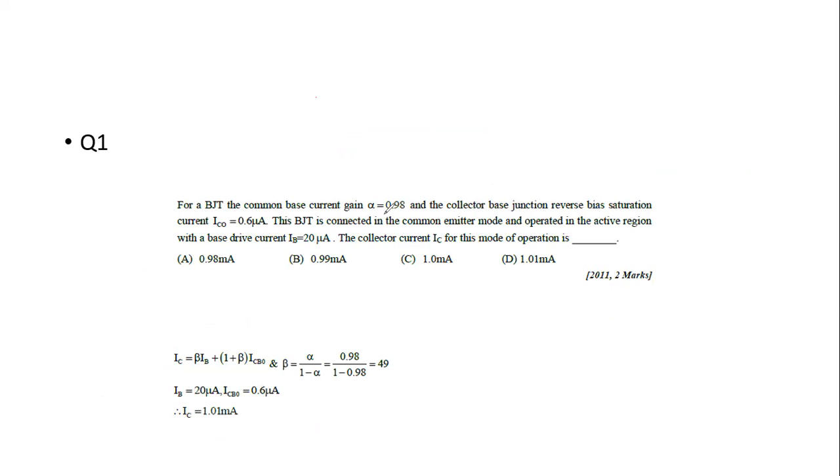The alpha is equal to 0.98 and the collector base junction reverse bias saturation current ICO is equal to 0.6 microampere. This BJT is connected in the common emitter mode and operated in the active region, with a base drive current IB equal to 20 microampere. The collector current IC for this mode of operation is what? IC equals beta times IB plus (1 plus beta) times ICO.